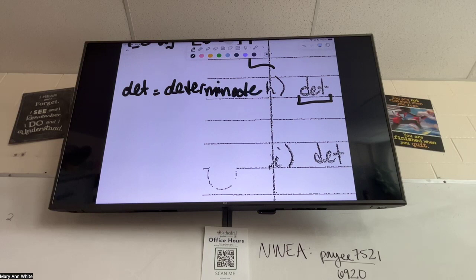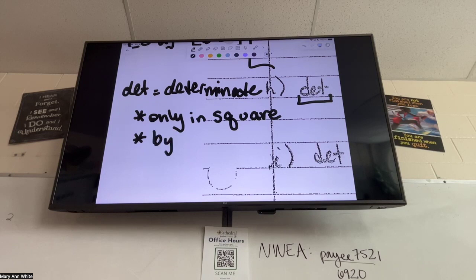determinant. Okay. Determinants only happen in squares. They're only in square matrices. If I ask you for a determinant of a non-square matrix, you say no. You say it doesn't work, I can't do that, it doesn't exist. It only works in squares. And I will show you how to do it by hand for a 3x3, but I am expecting you for a quiz to know how to do it by hand only for a 2x2.